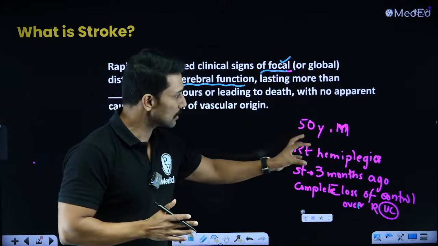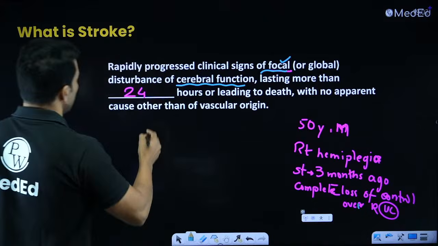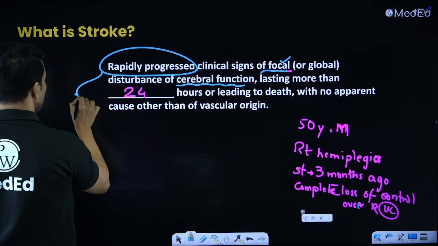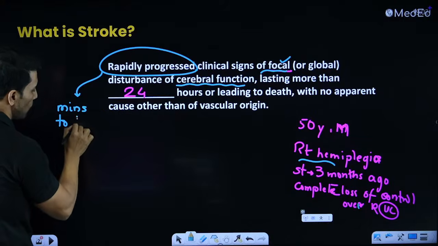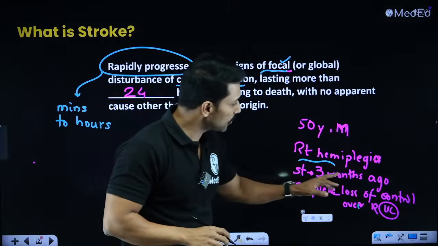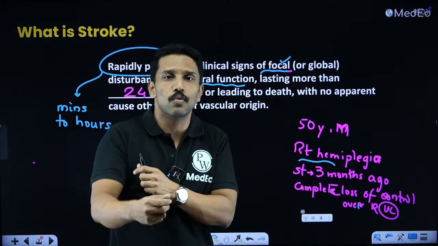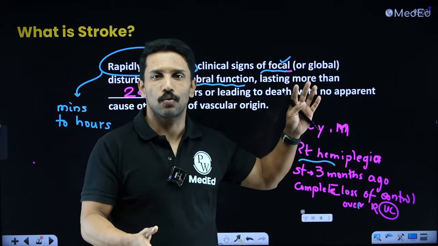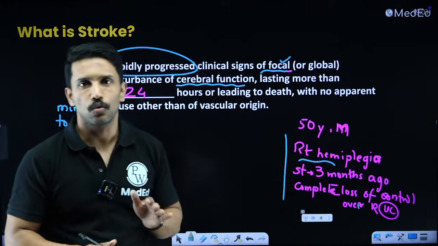But still, this does not qualify to be called stroke. To call it a stroke, number one, the symptoms should have progressed rapidly. And when I say rapidly, we are referring to symptoms evolving over minutes to hours, not in terms of days, weeks, or months. In this case, the patient's problem started 3 months ago and has slowly progressed to a point where today he is not able to move the right upper limb at all. So this does not qualify to be called stroke.